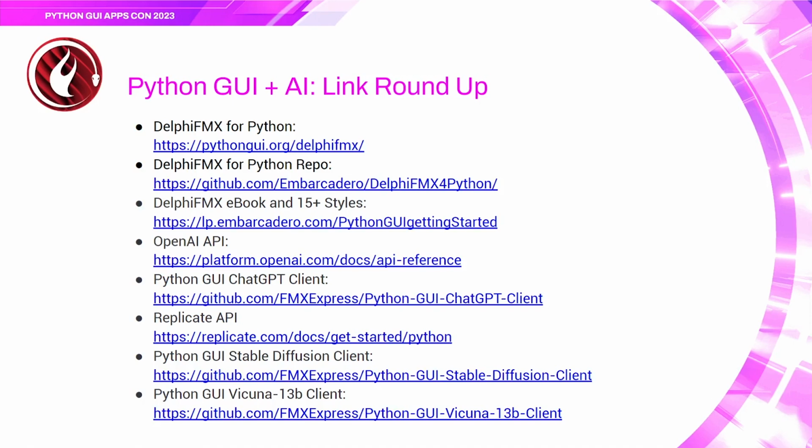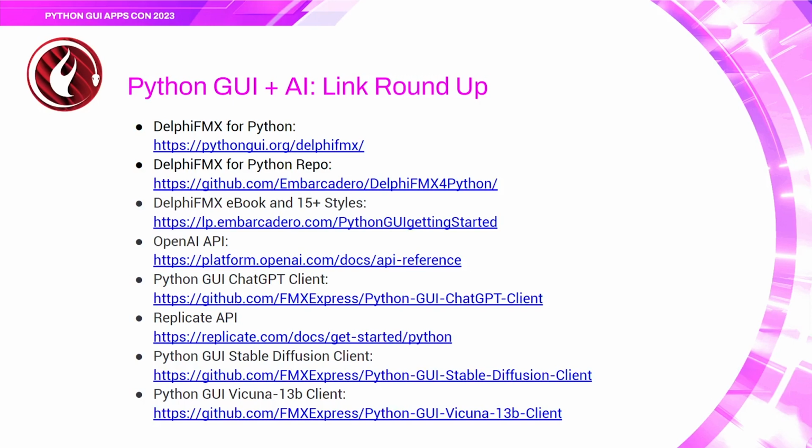We have the replicate API, so you can go there and get the Python documentation for replicate. They have samples there for asynchronous calls, and you'd probably want to use that in a real world application, because then the user would be able to look at a nice progress bar and not just a frozen application. And finally, we have the Python GUI Stable Diffusion client that we built using ChatGPT and DelphiFMX. There's the repo for that. And then we have the repo for the Python GUI Vicuna 13b client, and the repo for that.